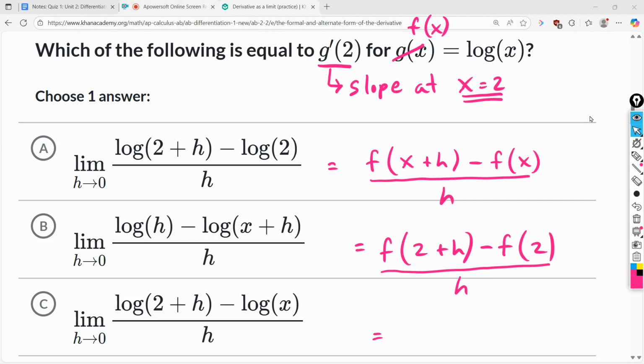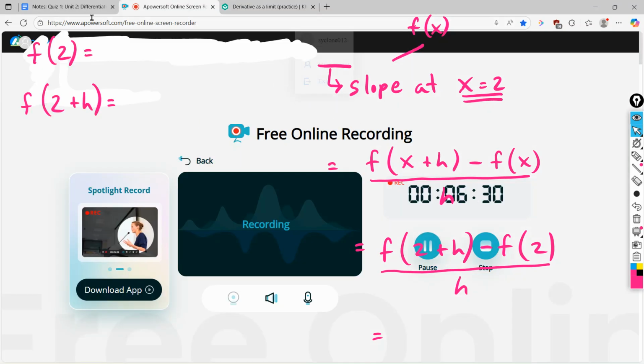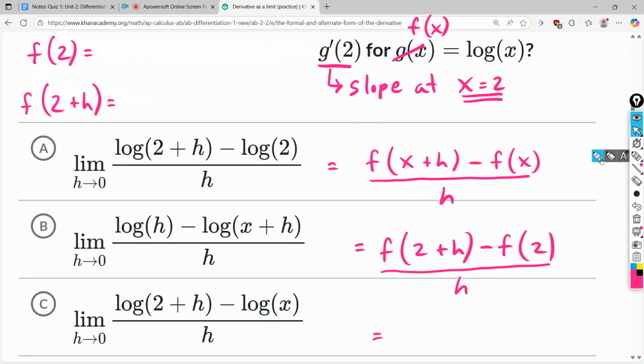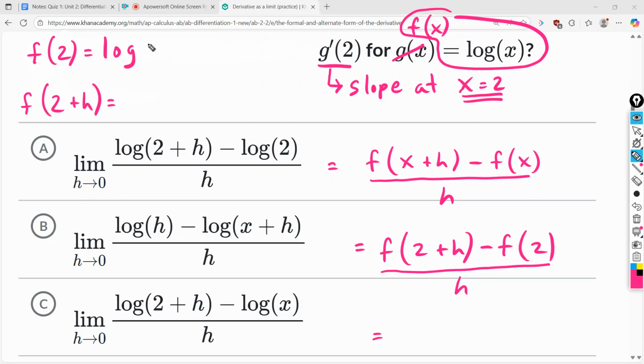All right, let me make a little bit of room. All right, so it's easier than it looks. All right, let's do f of 2 first. That's a little easier. f of 2, here's our function for f of x. All right, f of x is going to equal the log of x. So f of 2 just means we sub in 2 in place of x. All right, so f of 2 is just going to be the log of 2. And f of 2 plus h just means we sub in 2 plus h in place of x. So that's going to be the log of 2 plus h.